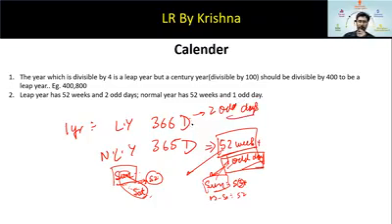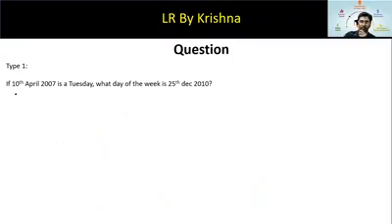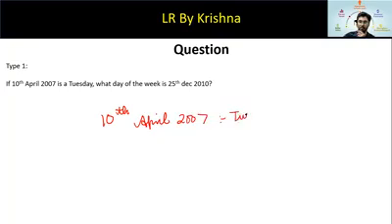Pretty basic, right? Okay, let's start with the questions now. First give your shot, give your attempt, whichever method you like, just try it out and then I'll tell you. If 10th April 2007 is given as Tuesday, I want to calculate 25th December 2010. How should I approach? What should I do? Just try this question out.